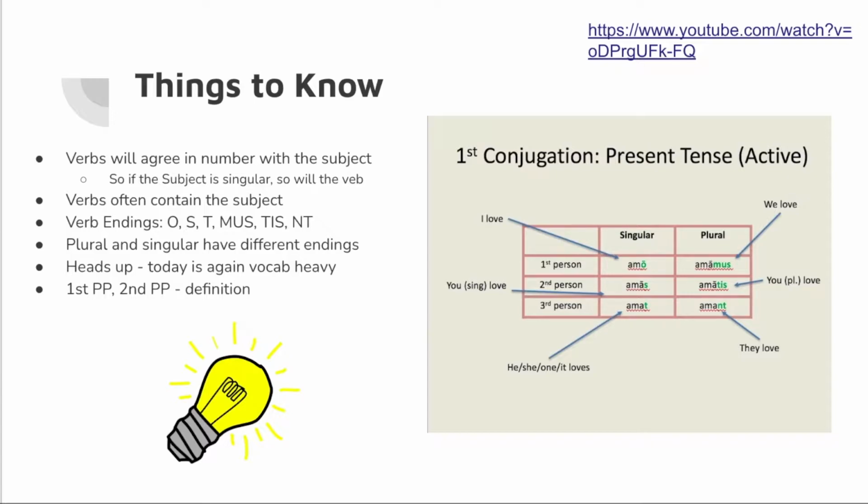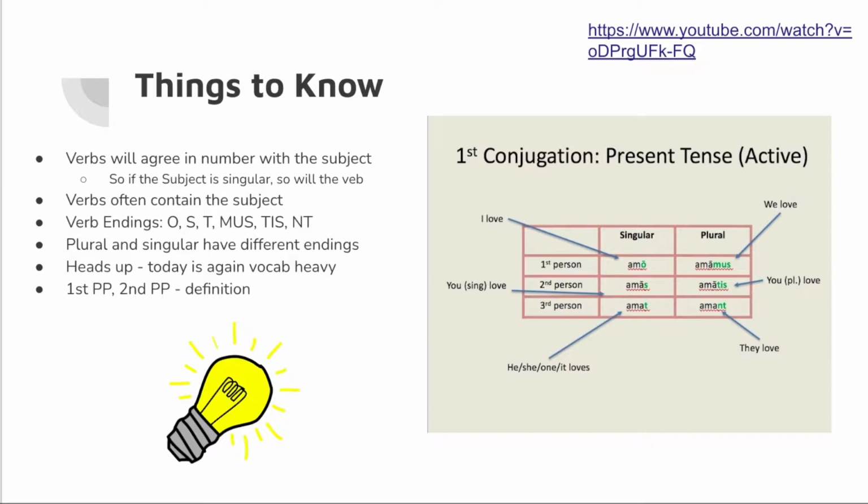Verbs often contain the subject in Latin by using the endings. Each ending contains a different subject. If you look at the chart on the right, you see there's amo, amas, amat, amamus, amatis, amant. Those are the verb endings.